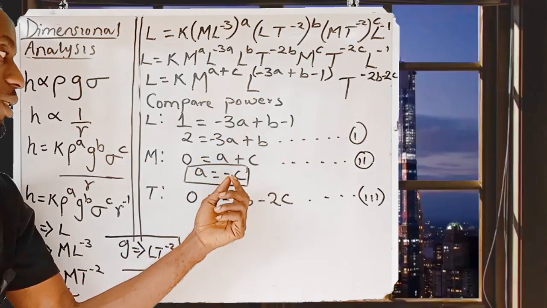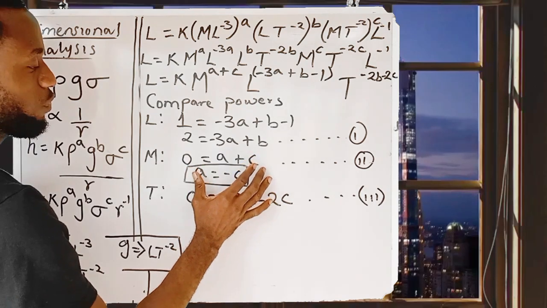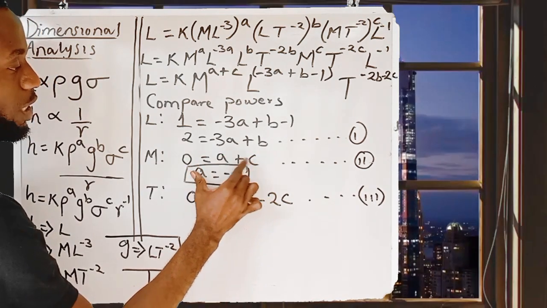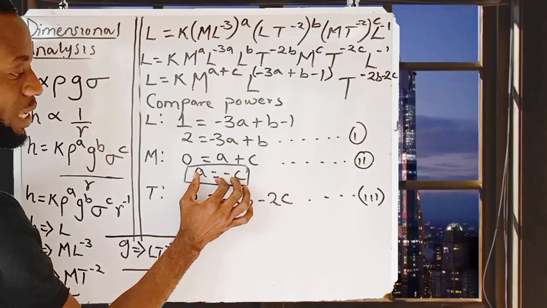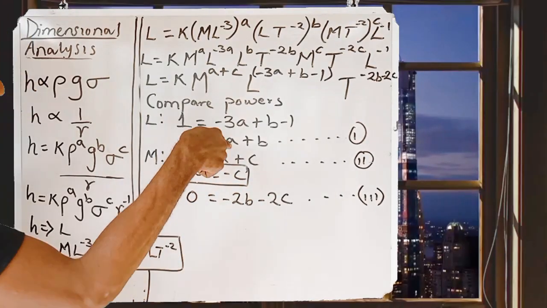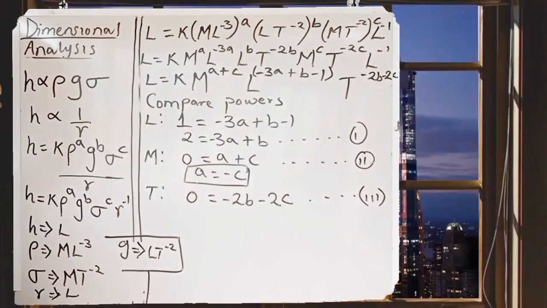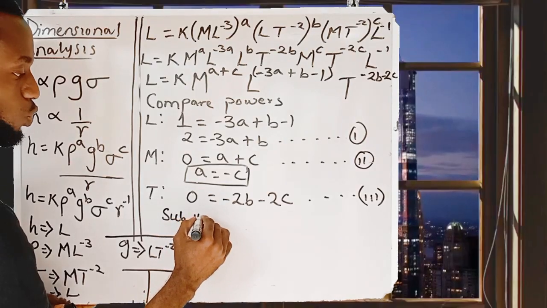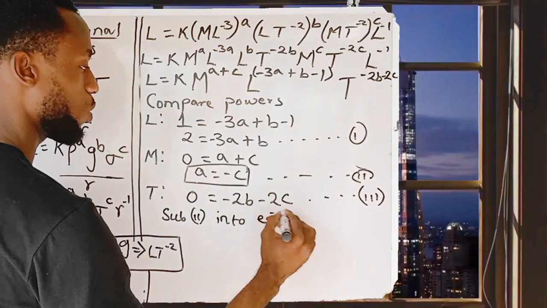Here you had a and b, now a and c, and then b and c. All you have to do is make one the subject of the formula in one of the equations, like I just did in equation 2. I made a the subject of the formula to get minus c. Now take this value of a and insert it in the next equation that had a in it. So what I'm going to do is substitute equation 2 into equation 1.